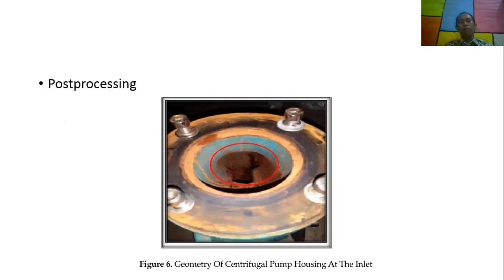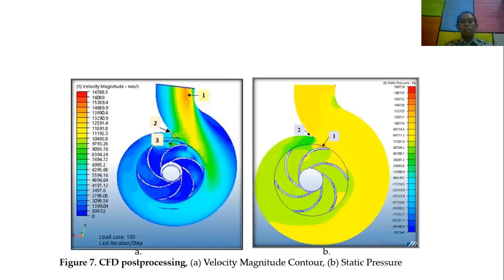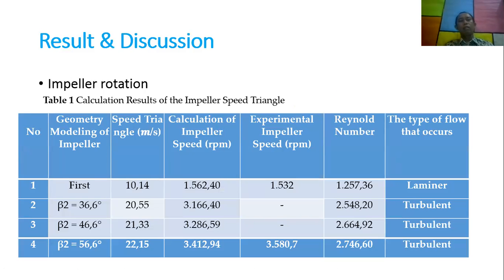And number 3 is the post-processing step, that is the figure for the geometry, and this is the velocity magnitude from CFD, and behind that is the centrifugal pump with static pressure. We can have the graph. Okay, results and discussion.